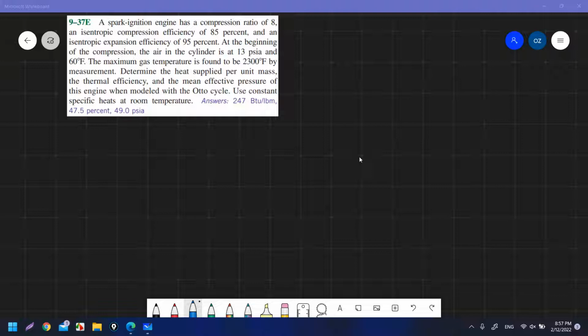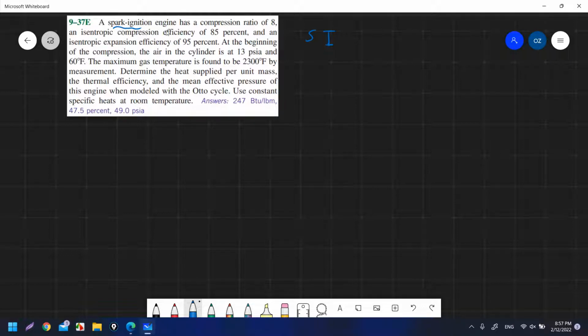In this question, we have a spark ignition engine, also called SI engine, and there is another name. It is the gasoline engine. When you see the spark ignition engine, or the gasoline engine, SI engine, you will think about the Otto cycle, because spark ignition engines operate under the Otto cycle.